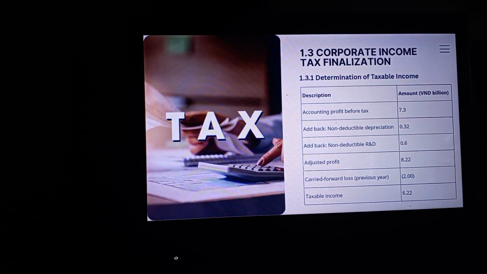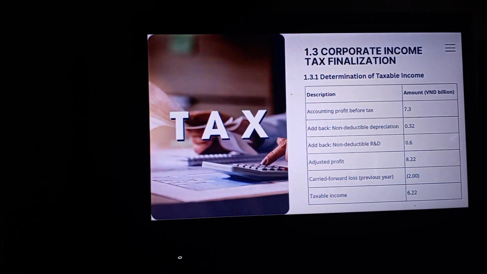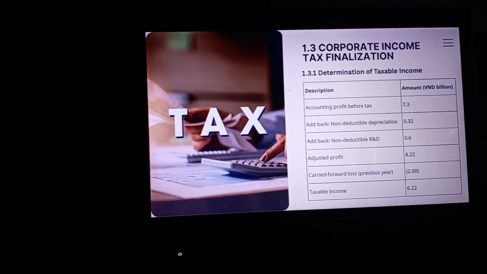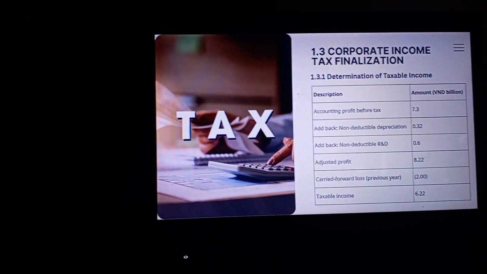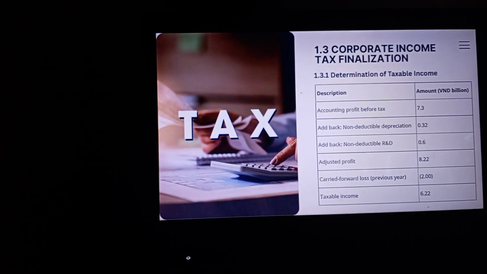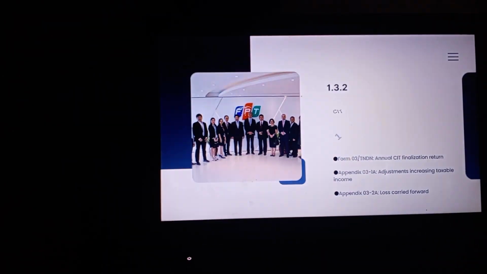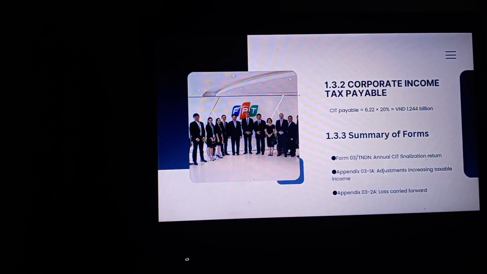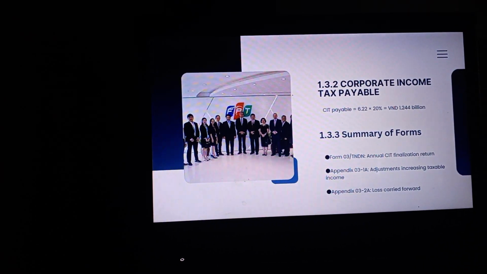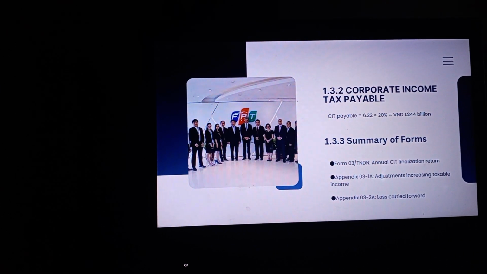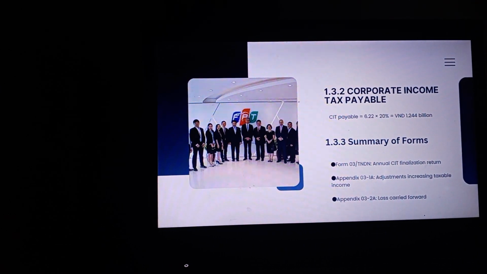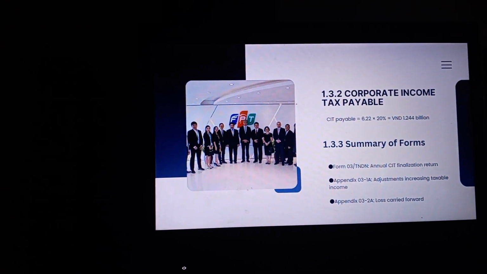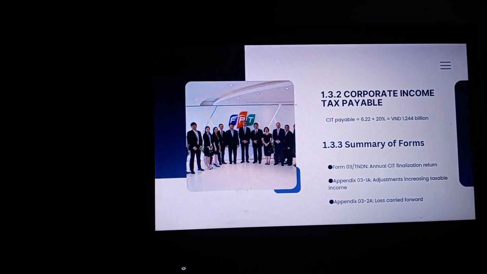Next is the corporate income tax finalization. We can see this table of determination of taxable income. Next is the corporate income tax payable. We can see the CIT payable is about 1,244 billion Vietnam dong. And next is a summary of the form.